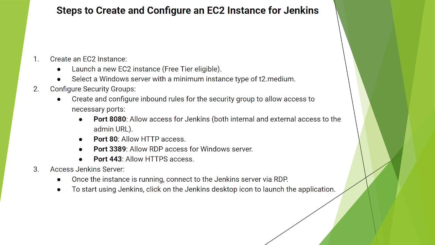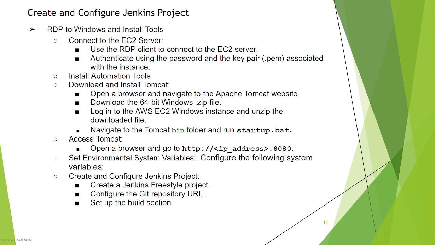Now, access to the Jenkins server. Once the Jenkins server is created, how will you access it? Once the instance is running, you can connect to Jenkins via RDP. You just get the EC2 IP address and connect via RDP. To start Jenkins, create a Jenkins desktop icon to launch the application once you are inside the virtual machine. Now the next step is to create and configure the Jenkins project.